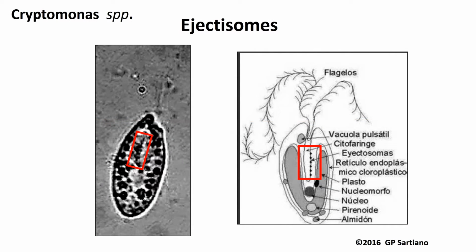The gullet of Cryptomonas is lined with ejectosomes, which are fundamentally a form of explosive trichocyst. When triggered, they tend to jerk the organism in a reverse backward direction, away from a contacted stimulus.